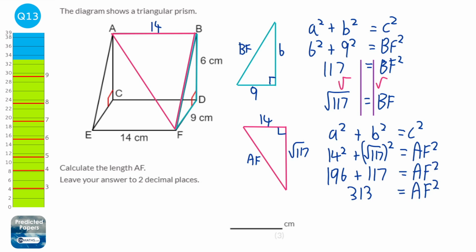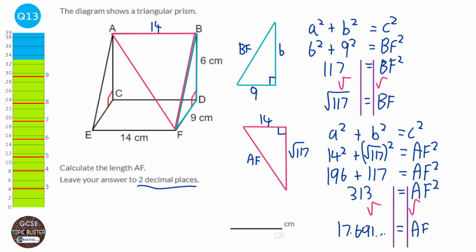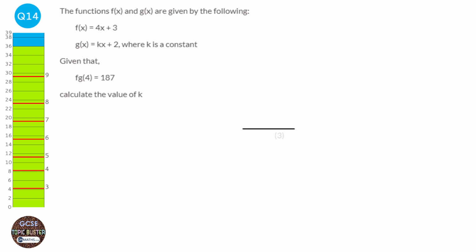And again get our solving lines in. Square root both sides. And this time we're actually going to square root 313 because we need a decimal answer. So it would be 17.691 blah blah blah. It's equal to AF. And it says to 2 decimal places. So that's going to be 17.69 centimetres.